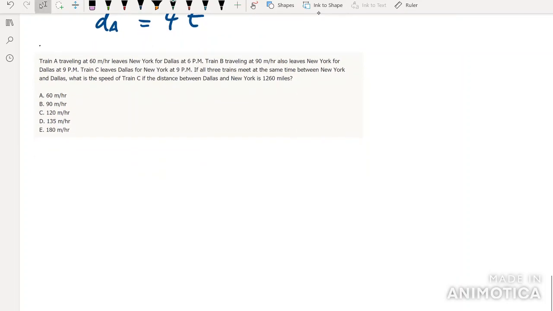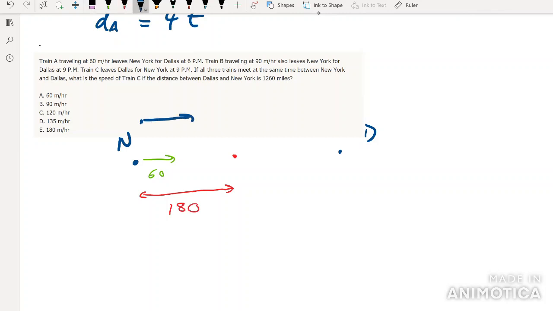Train A traveling at 60, I'm assuming that's miles an hour, although it'd be a very slow train, leaves New York for Dallas at 6 p.m. So that can be New York, this can be Dallas. And so he's going this way at 60. B leaves New York for Dallas at 9 p.m. So that's 3 hours later. So let's say where A is. A, at that point, is 180 away. He's gone for 3 hours. And so from that moment onwards, we've now got this guy going this way at 90. And this guy's still going this way at 60. And so it looks like it's probably going to be relative velocity.